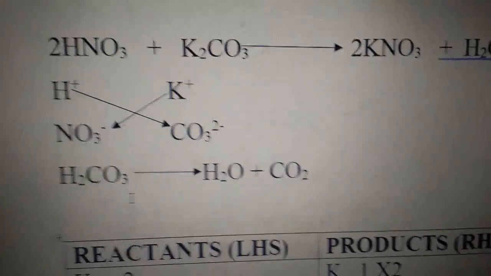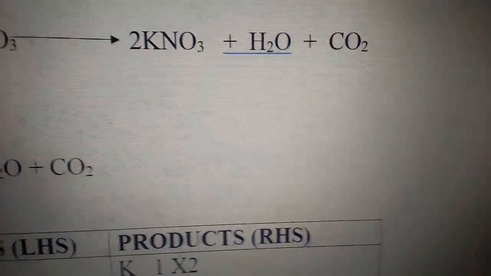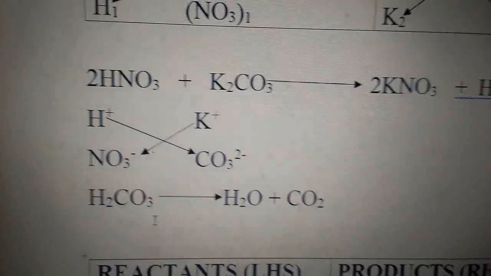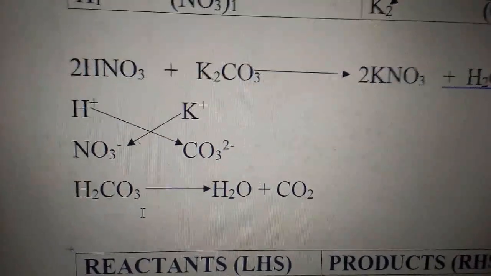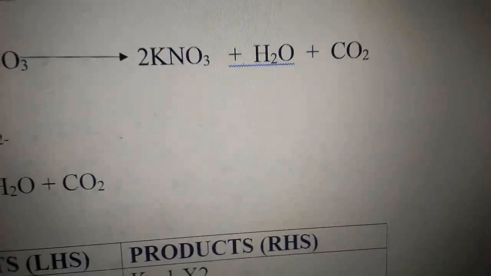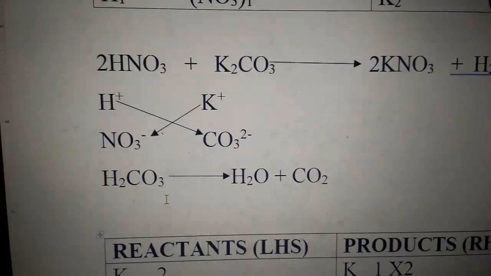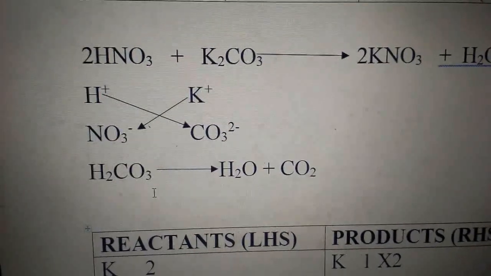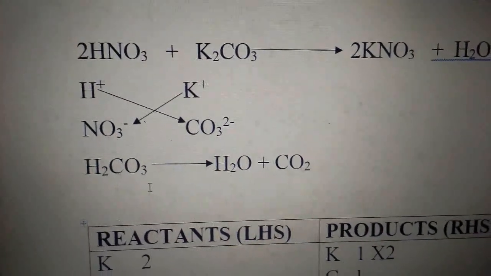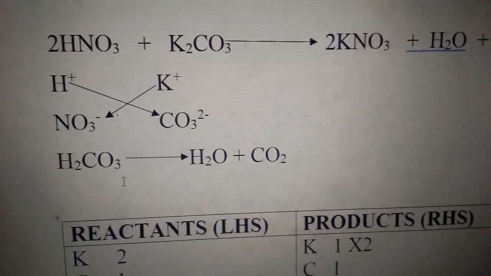In the equation, hydrogen is 2 atoms on HNO3. On the other side, on water, hydrogen is also 2. Then on HNO3, nitrogen is 2. That's 2 times 1. On the other side, on KNO3, 2 times 1 is also 2 for nitrogen. Then oxygen, on the left-hand side, 2 times 3 in HNO3, 2 times 3 is 6. Then in potassium carbonate, there is 3 there. 6 plus 3 gives us 9.